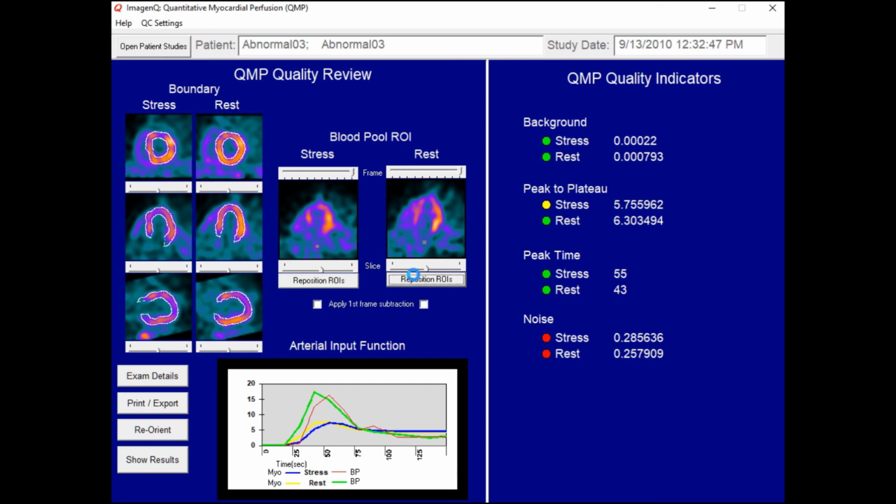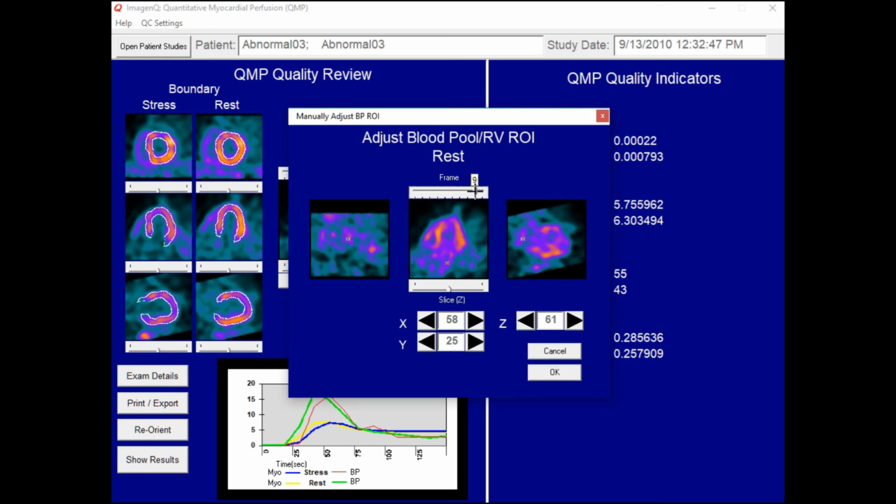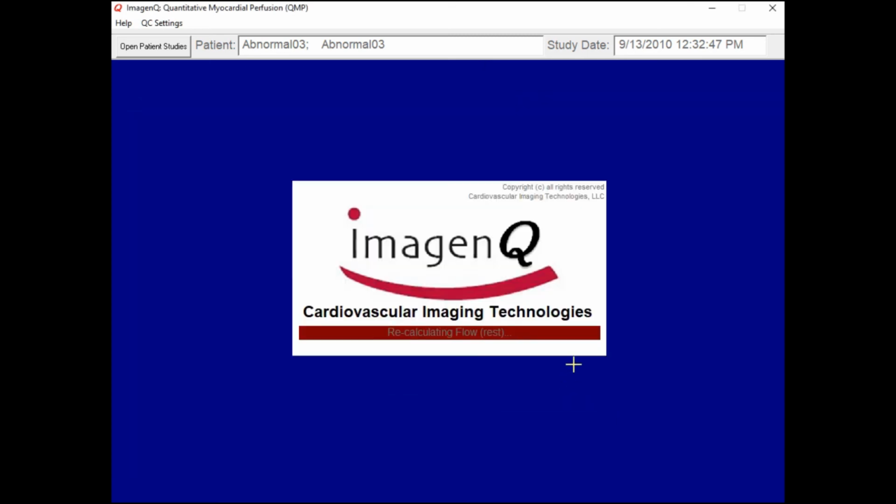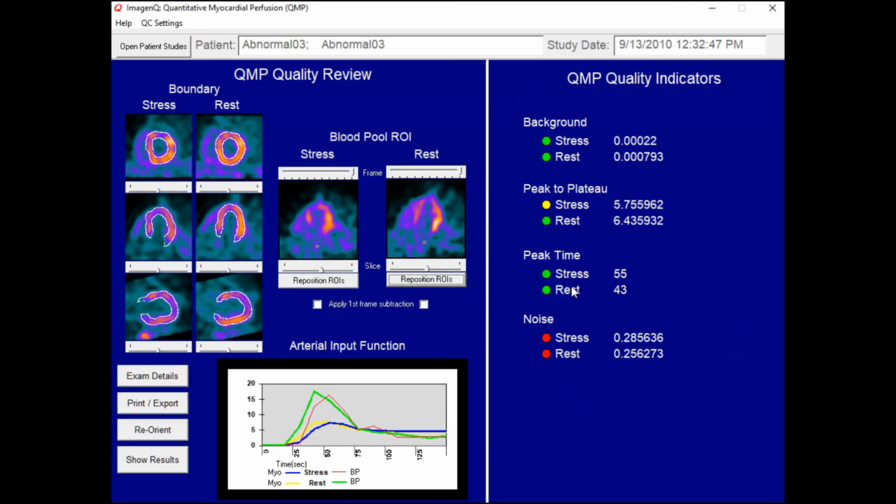So the stress looks much better now. Rest looks very good too. So we've moved the peak to plateau from the red to a yellow. Peak time is good. Then we get finally down to these noise values.